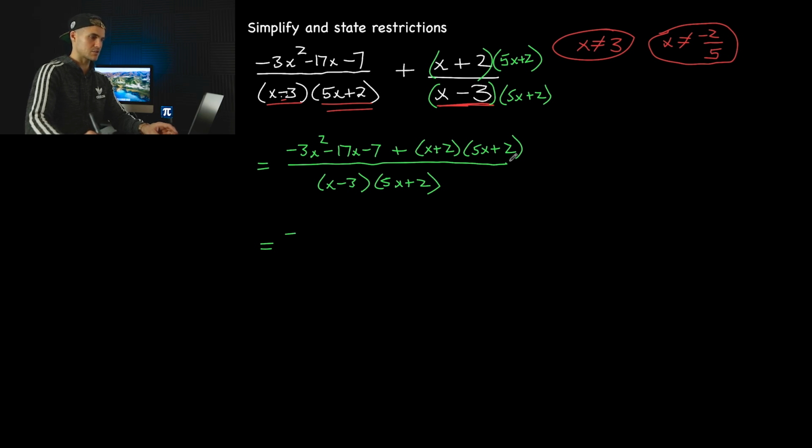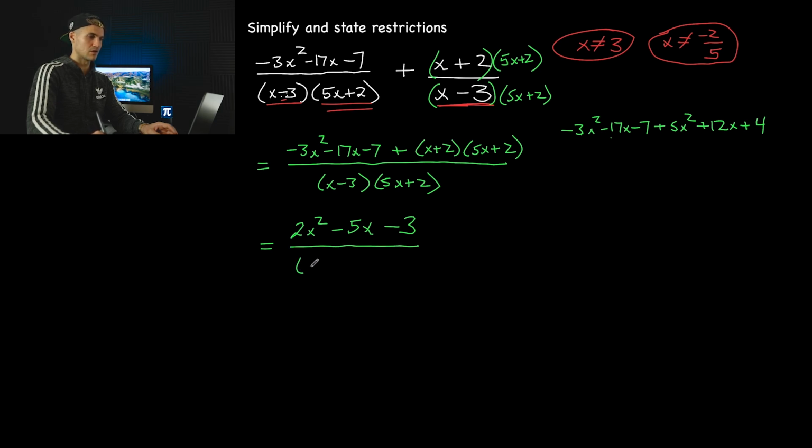You're going to have to FOIL that out and then simplify all of the like terms. Let's do that on the side. So we'll have negative 3x squared minus 17x minus 7. And then if we FOIL this out, this would be 5x squared, 10x plus 2x is 12x plus 4. Negative 3x squared plus 5x squared gives us 2x squared. Negative 17x plus 12x gives us negative 5x. And then negative 7 plus 4 gives us minus 3. And that's all over x minus 3, 5x plus 2.